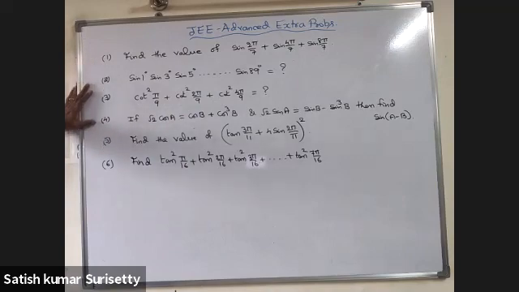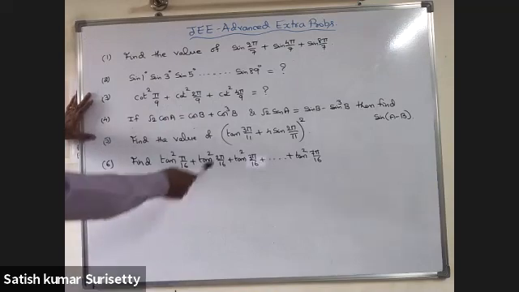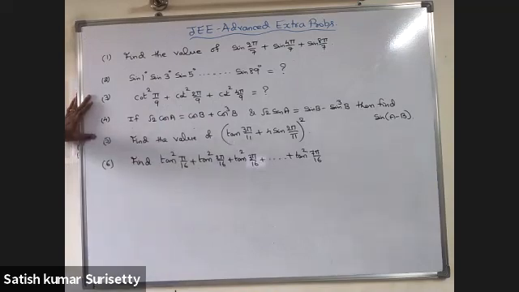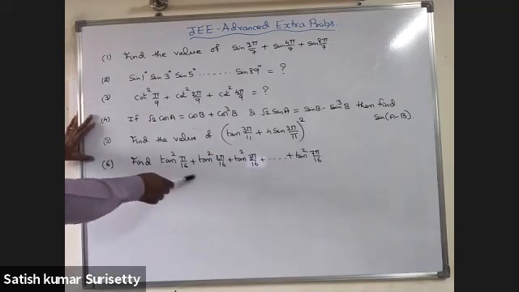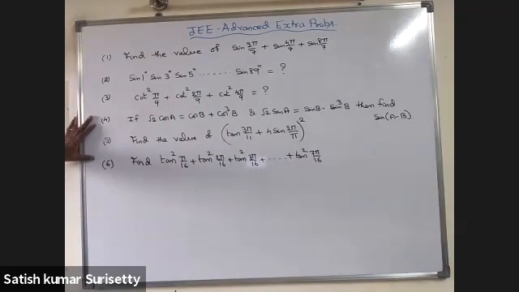equal to what? Fourth, if root 2 cos A equals cos B plus cos cube B and root 2 sin A equals sin B minus sin cube B, then find the value of sin of A minus B. Fifth, find the value of (tan of 3π/11 plus 4 sin 2π/11) whole square. Sixth, find the value of tan square π/16 plus tan square 2π/16 plus tan square 3π/16 and so on, plus tan square 7π/16.